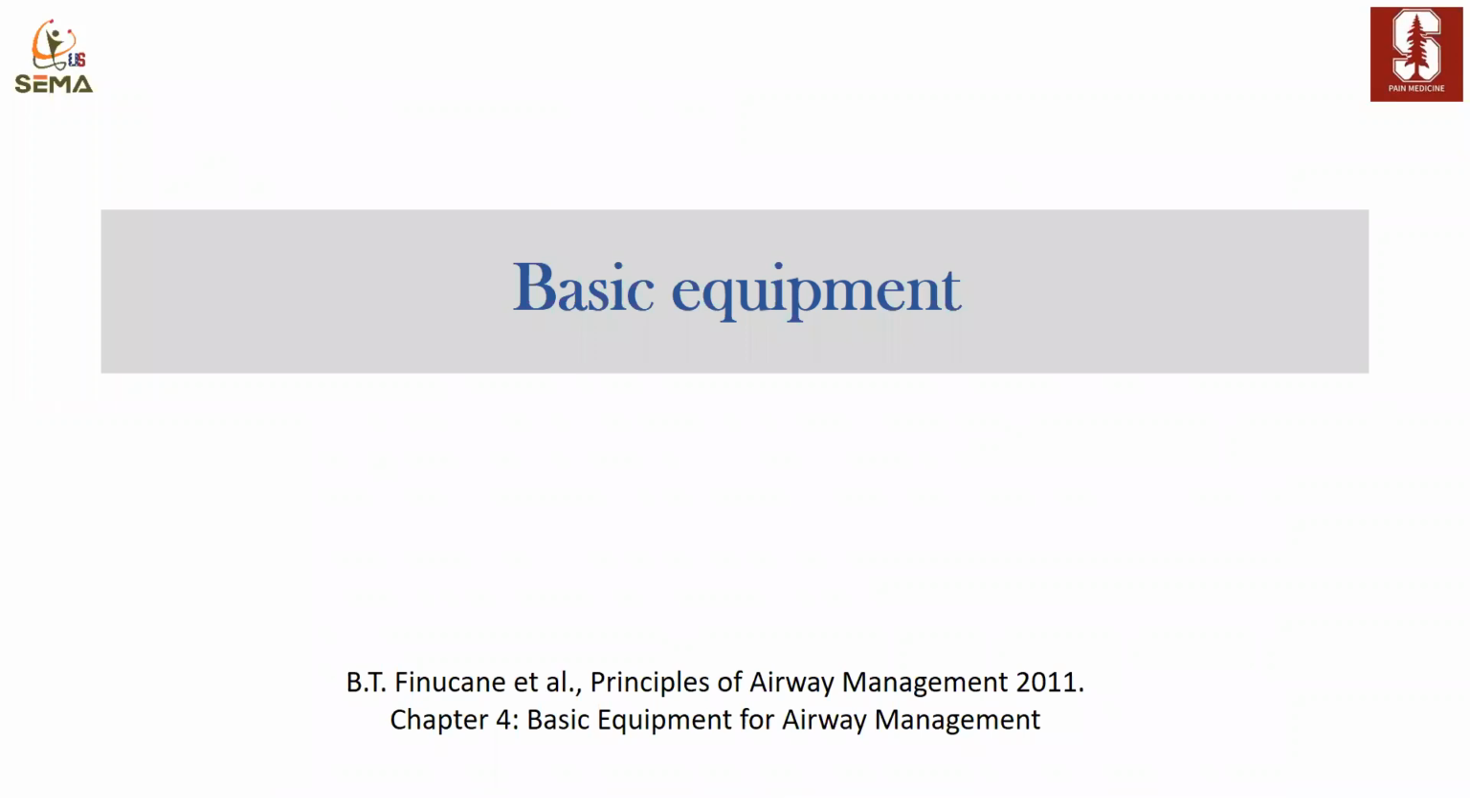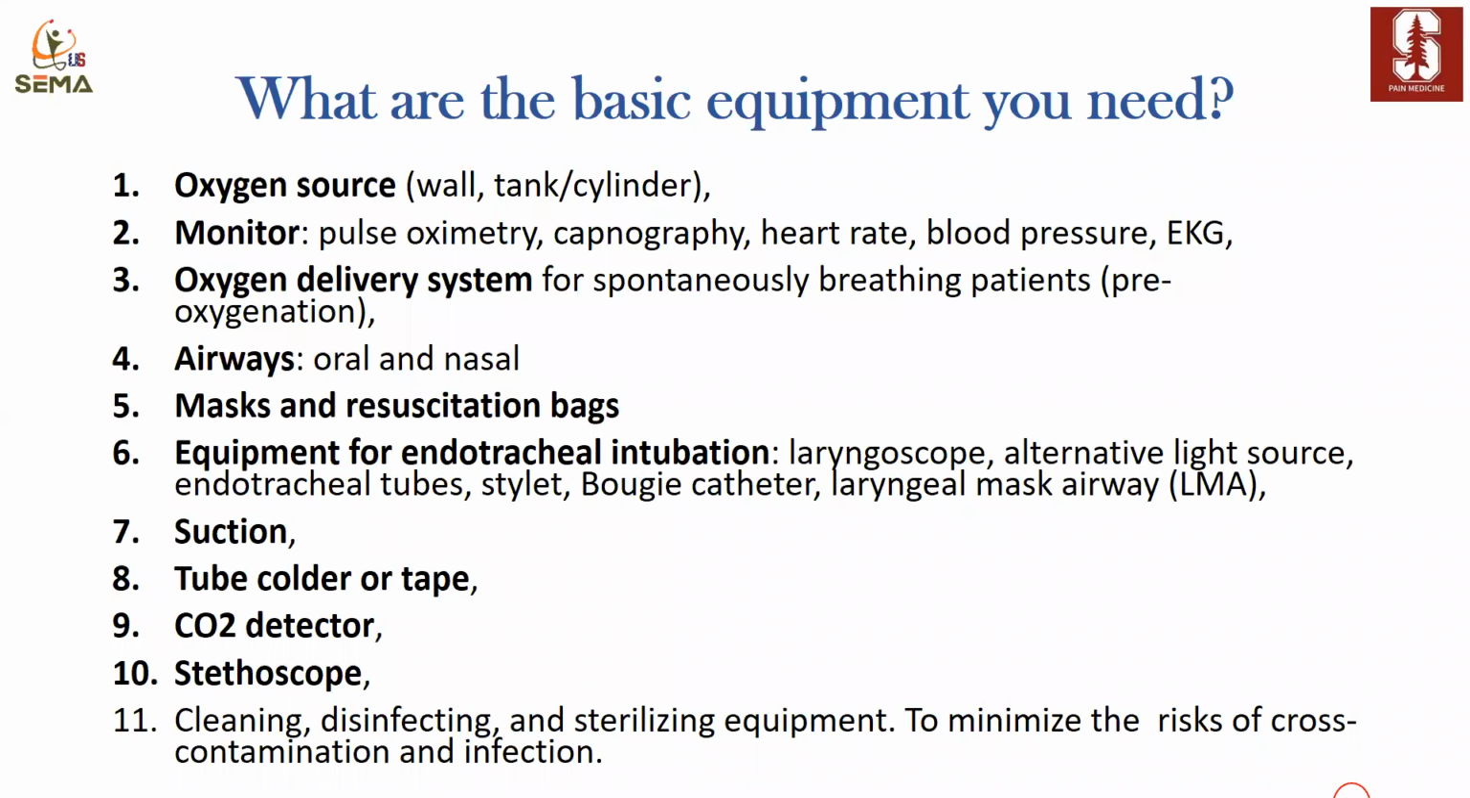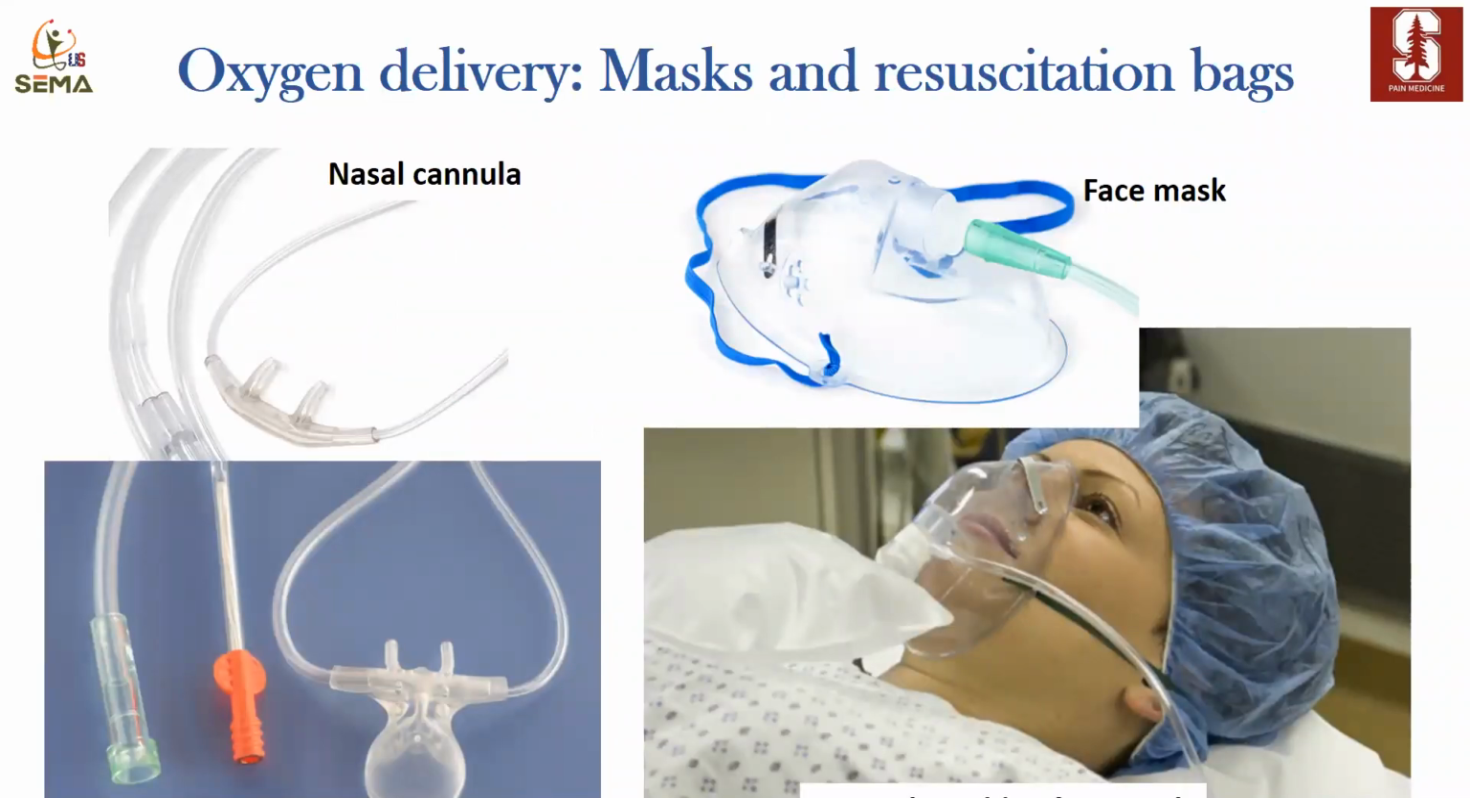Okay, and now let's shift gear and talk about basic equipment. So what is the basic equipment you need? You're going to intubate, whether in the OR, but mainly outside the OR. You need to make sure you have all of these things: oxygen source, monitors, oxygen delivery system, airways, mask, equipment for endotracheal intubation, suction, tube holder or tape, CO2 detector, stethoscope, and etc. So here I will go briefly over some of this equipment.